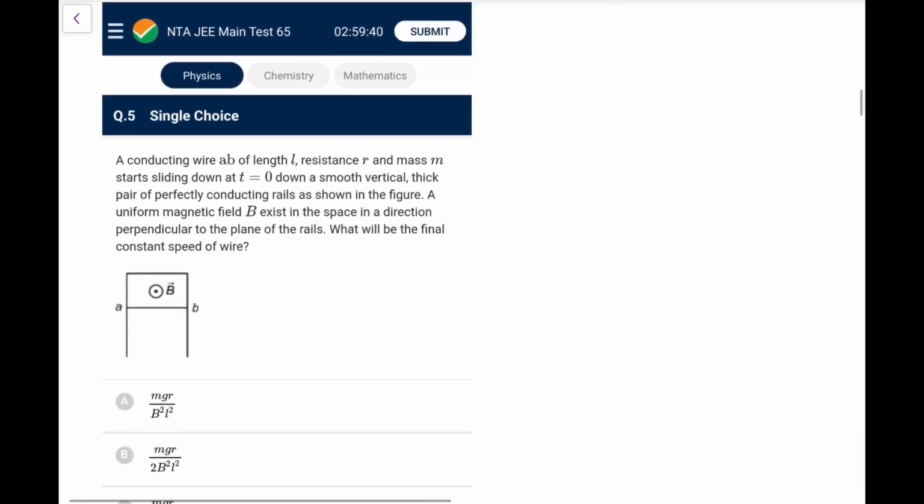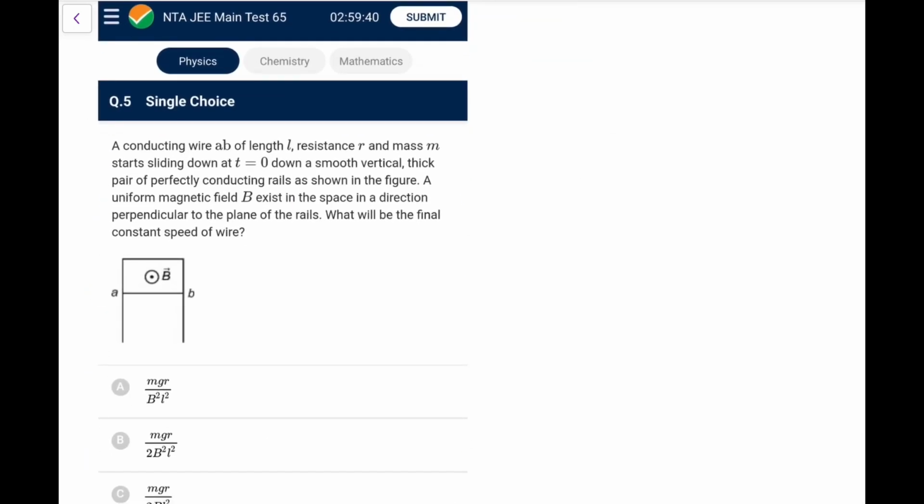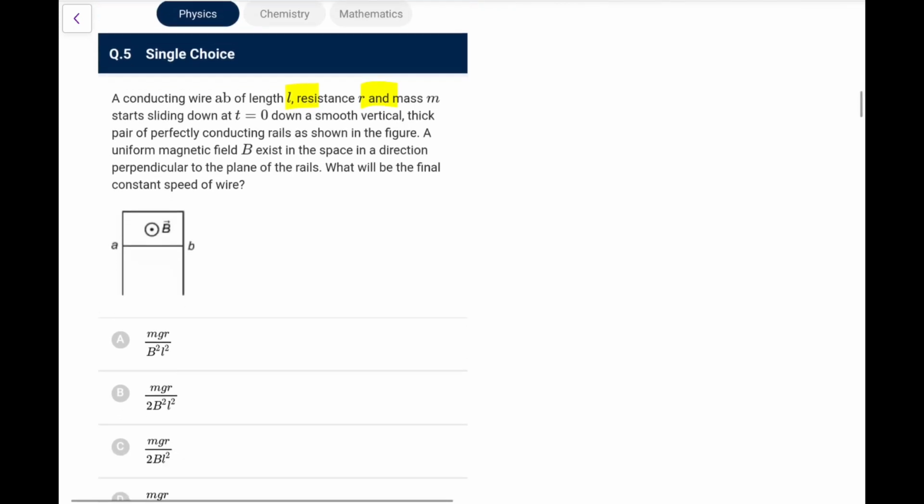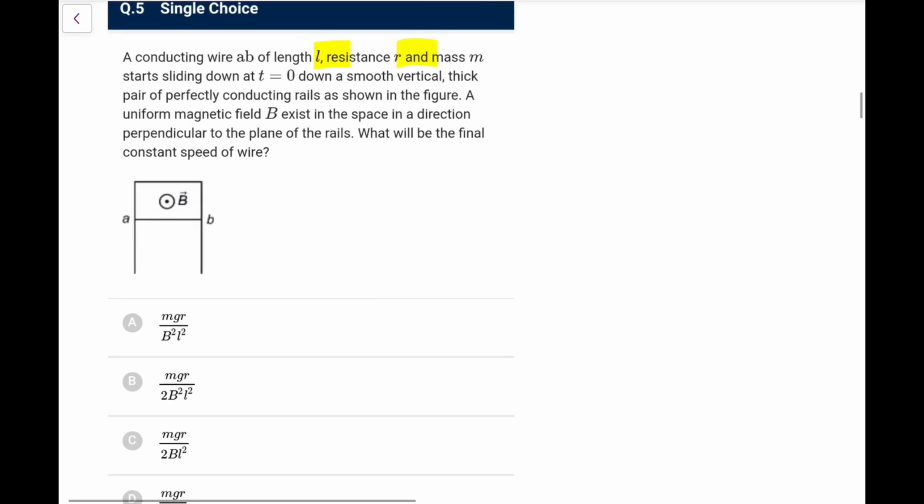Okay, next. What we have next, a conducting wire AB. You are given a conducting wire AB of length L, resistance r, and mass M, which starts sliding at t equal to 0 down a smooth vertical pair of perfectly conducting rails. A uniform field exists in the space perpendicular to the plane of the rails. What would be the final constant speed?